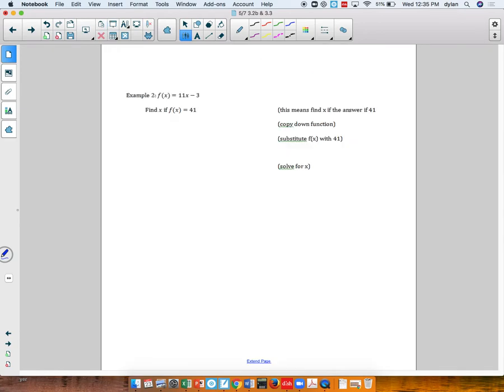Similarly, we can go in the other direction as well. So instead, I could say, okay, I have a function f of x equals 11x minus 3, and I want to find x if f of x equals 41, which is basically saying find x when y equals 41. So I'm going to copy down the function f of x equals 11x minus 3. Now this time we're going to replace f of x with 41, because we're saying f of x equals 41. So I'd say 41 equals 11x minus 3.